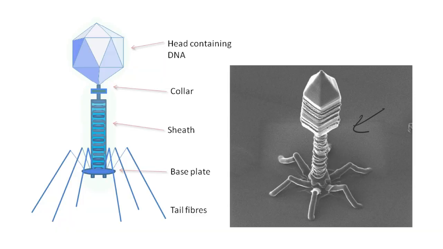So here we see an actual electron microscope picture of a bacteriophage, and inside this place is where the DNA, inside that protein capsule, is the DNA or RNA of the virus. Now, this is called the capsid. Actually, the protein capsule is called the capsid, and the DNA would be right there inside that hollow shell called the capsid.